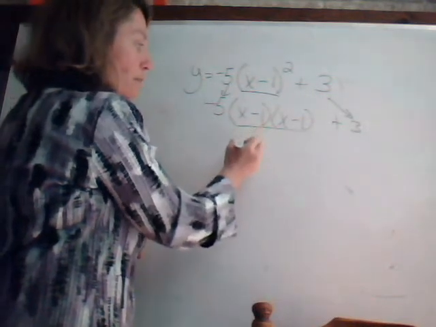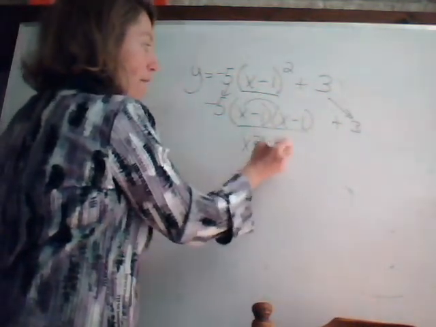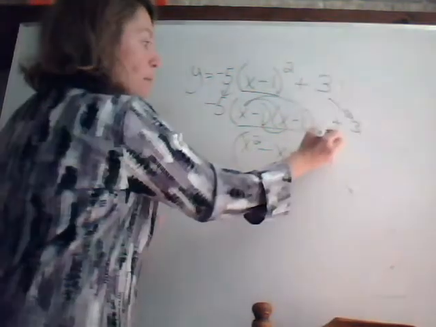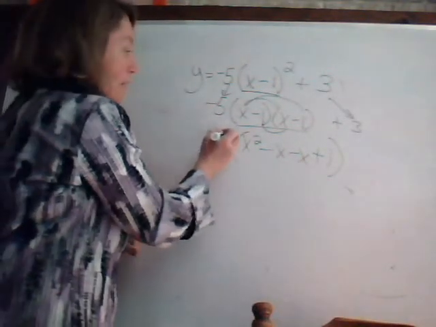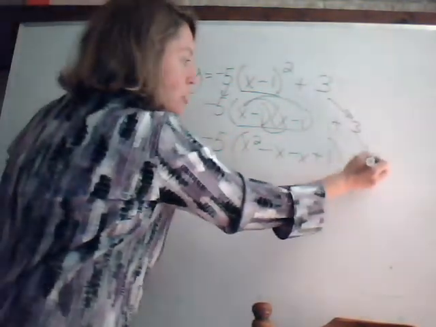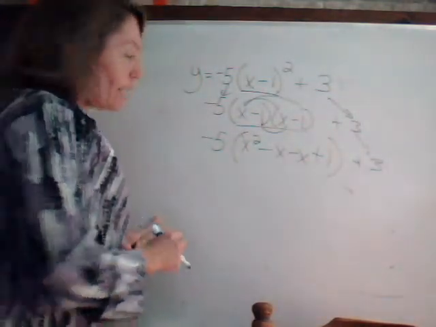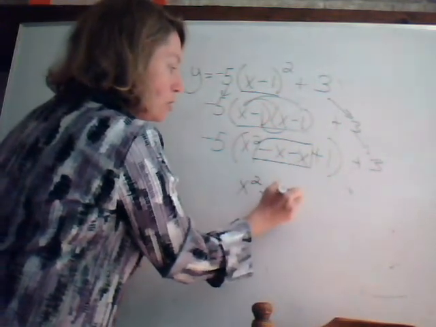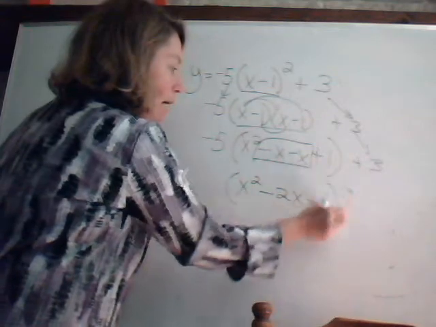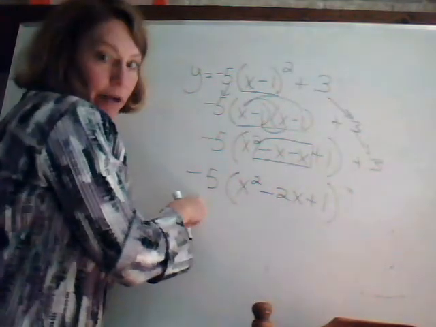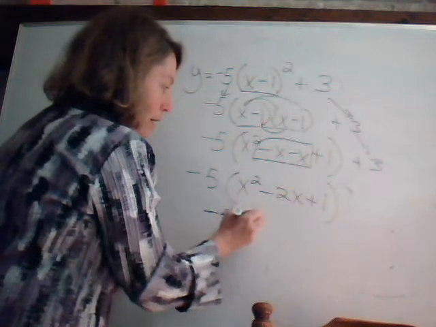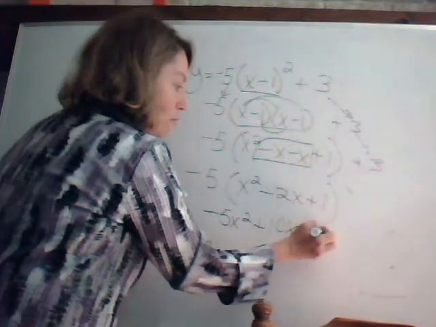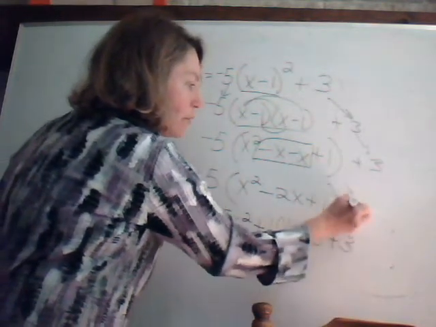FOIL. First, outer, inner, and last. I bring all that down, and I bring my -5 down, and I bring my 3 down. And my 3 is just a dangler out here. I'm not going to do much with it to the very end. Now I combine my two middle terms, so I get x squared minus 2x plus 1. This time I've got to multiply it times -5, don't I? So -5x squared. Negative times a negative is a +10x. -5 times +1, -5, plus my dangler 3 out here.